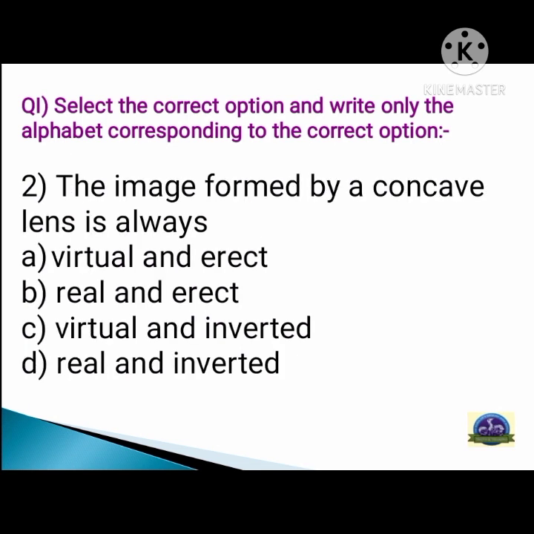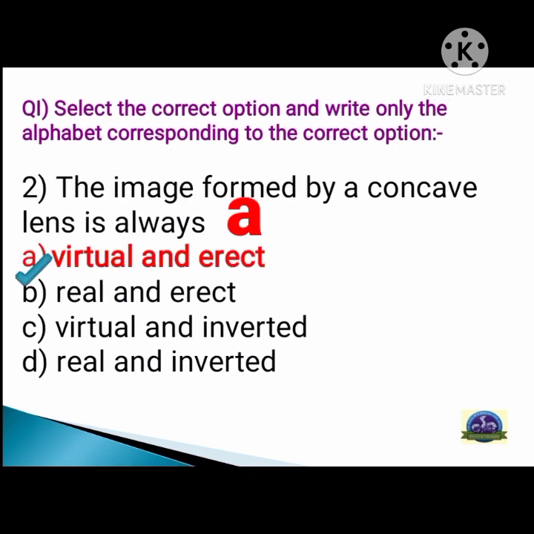Second one, the image formed by a concave lens is always dash. Option A, virtual and erect. Option B, real and erect. Option C, virtual and inverted. Option D, real and inverted. Answer is option A, virtual and erect. The image formed by a concave lens is always virtual and erect.